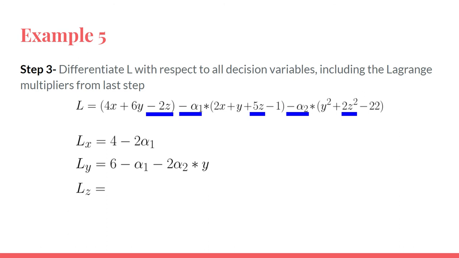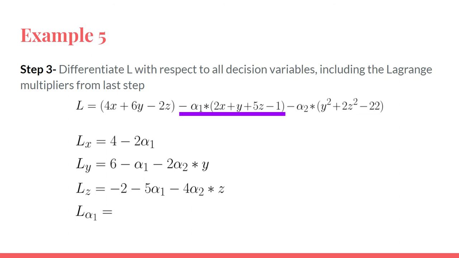We then differentiate L with respect to z. The terms inside of L that have z in them are going to be minus 2z from the objective function, minus alpha 1 times 5z from the first constraint, and minus alpha 2 times 2z squared from the second constraint. Thus, L sub z is going to be equal to minus 2 minus 5 alpha 1 minus 4 alpha 2 times z.